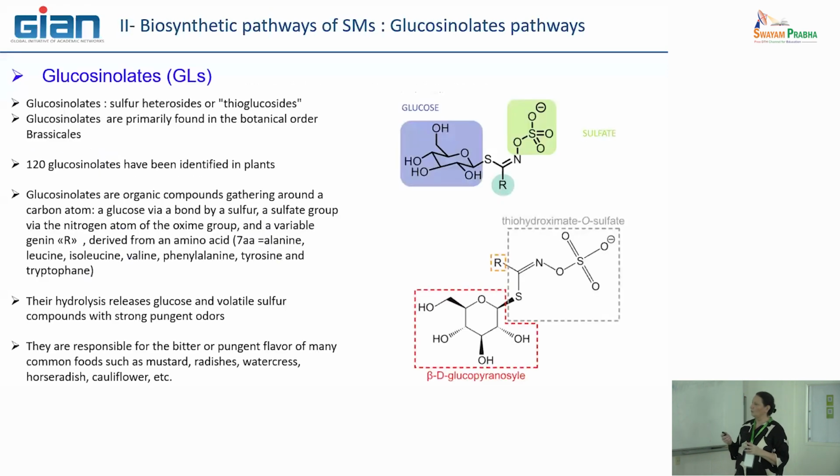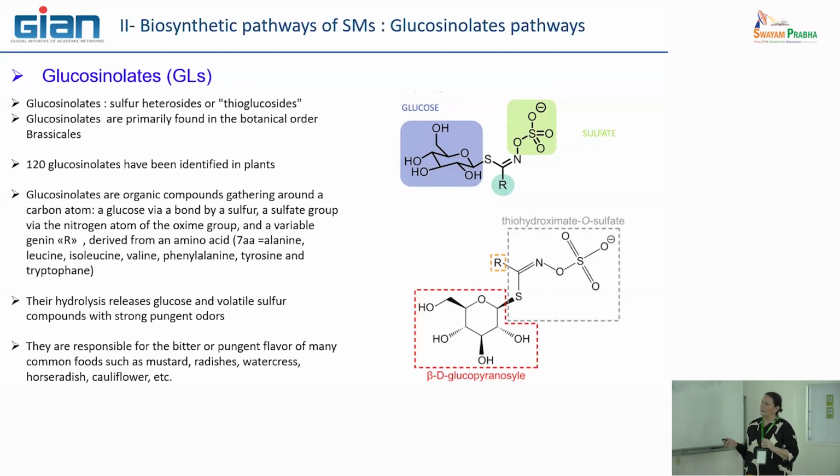But just to show you what a glucosinolate is: a glucosinolate is a sulfur heteroside, or what we call a thioglucoside. It means you have here an aglycone linked with a glucose via a thiol link, and it is also linked with a sulfate group, linked here with an amine. This is the natural structure of a glucosinolate.